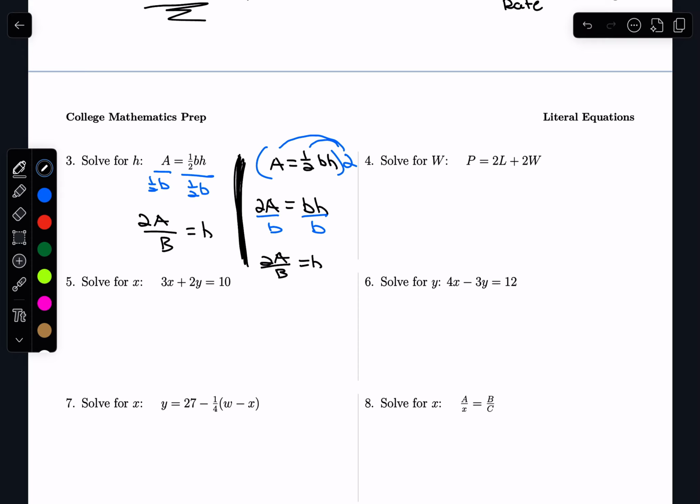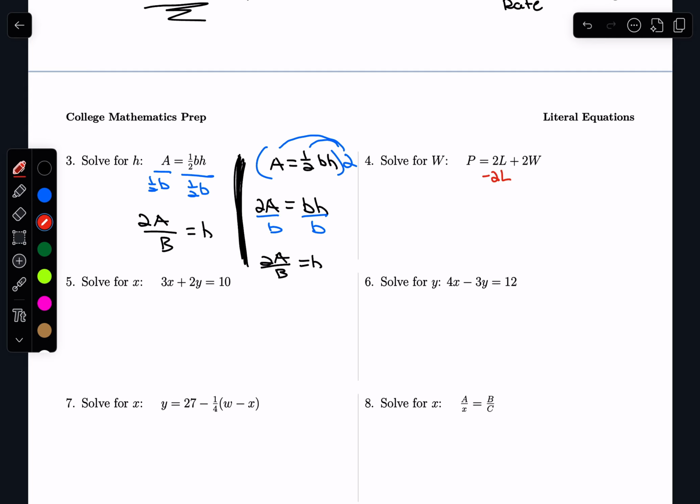Number 4, we have solve for w, where p equals 2l plus 2w. This is the area, or sorry, the perimeter of a rectangle, where we have perimeter equals 2 length plus 2 width. Okay, so this is just adding up all 4 sides of a rectangle. And all we have to do to get w isolated here is move the 2l to the other side and then divide both sides by 2. So we have 2 steps this time. This is a 2-step equation where we first are going to subtract 2l from both sides.